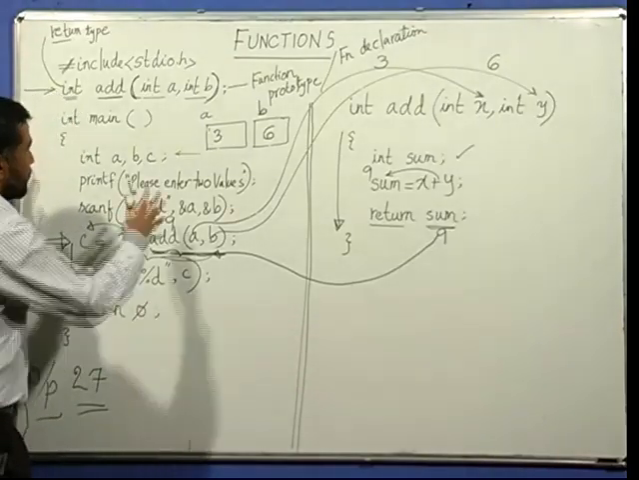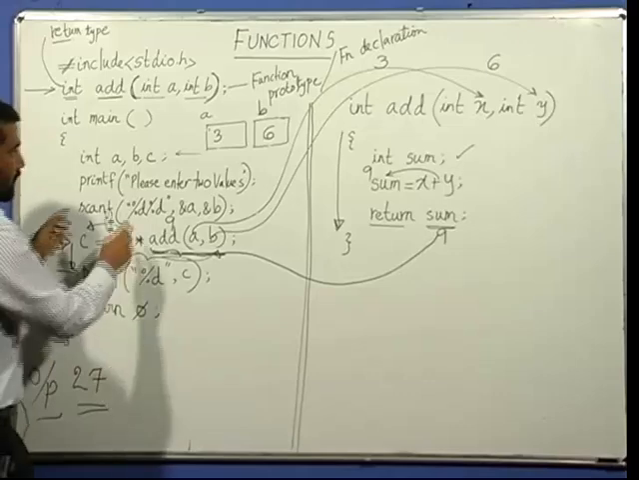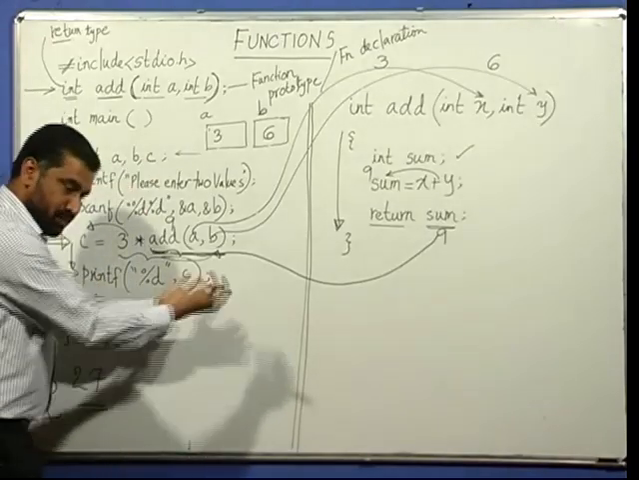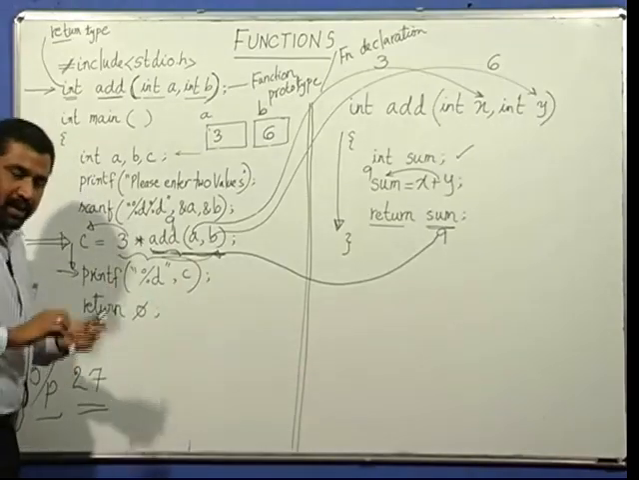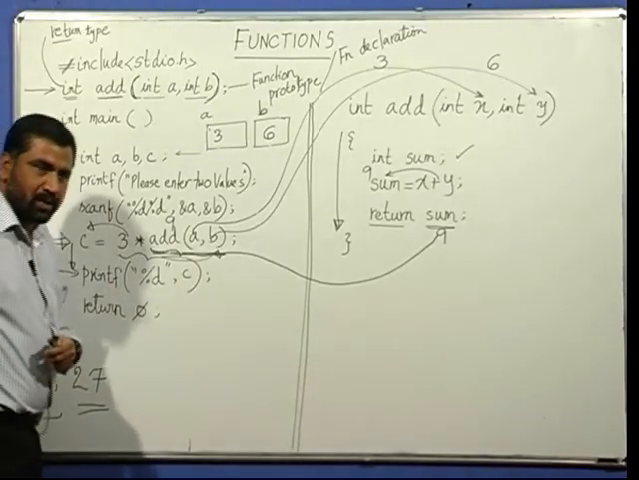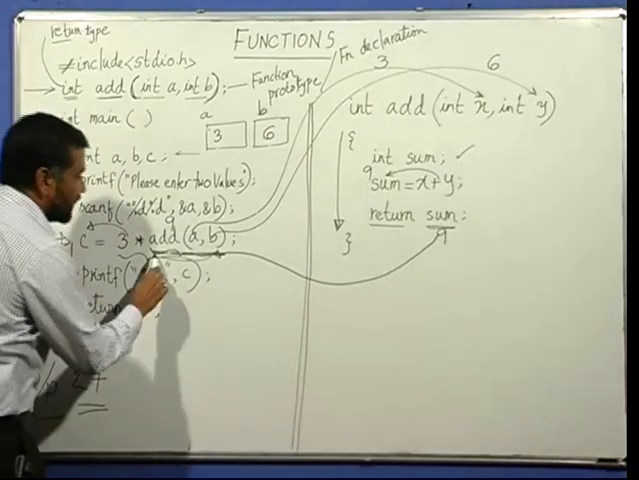What we can see here is that the main function begins execution. It has 2 variables which it reads from the user, and those 2 values which it has received from the user, it is sending to another function which has been called add. That is what is happening here.